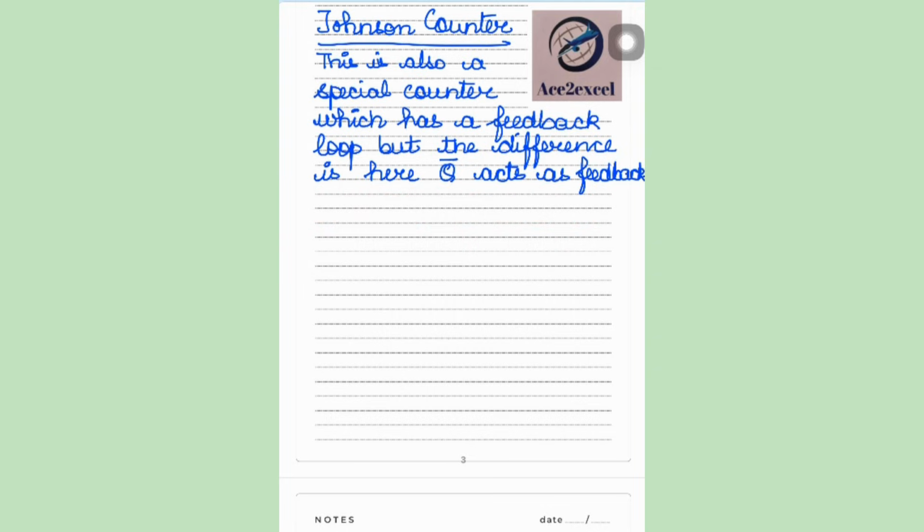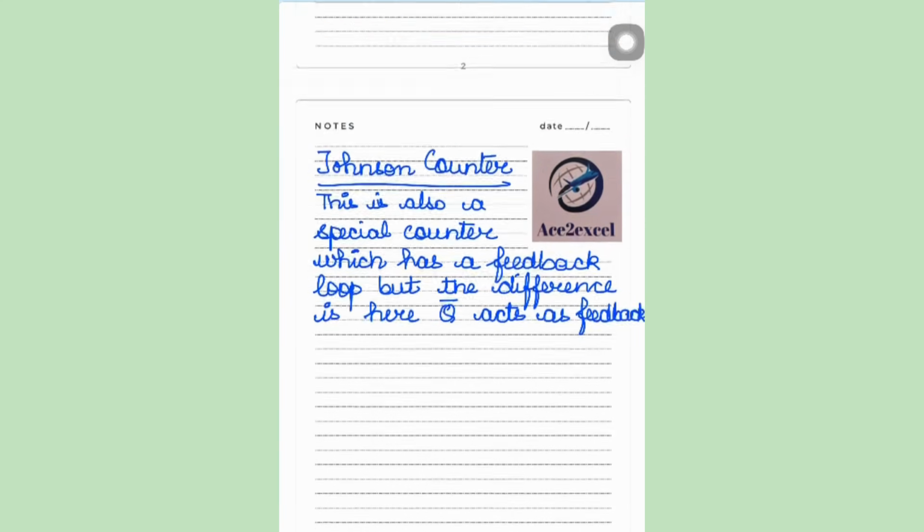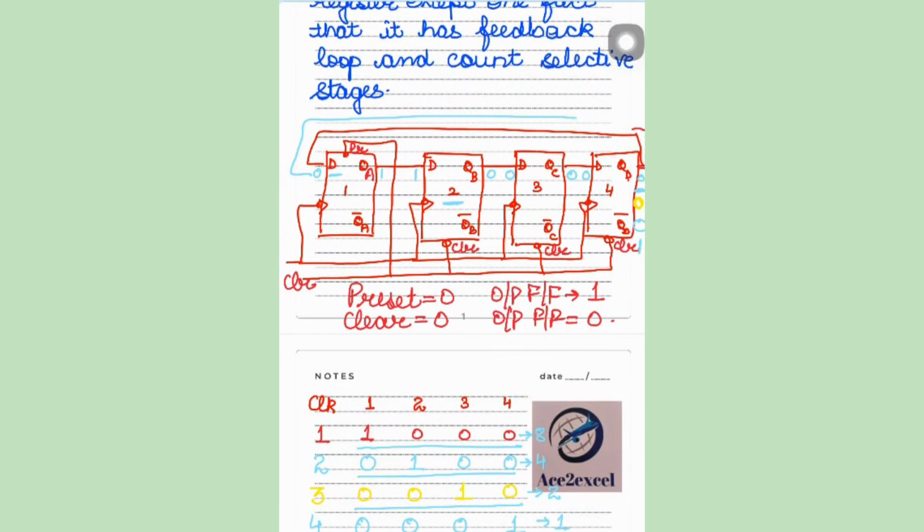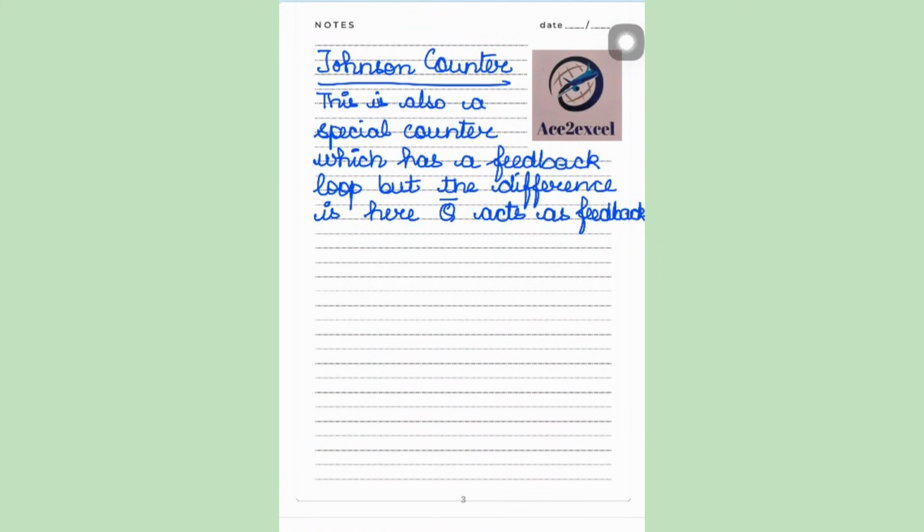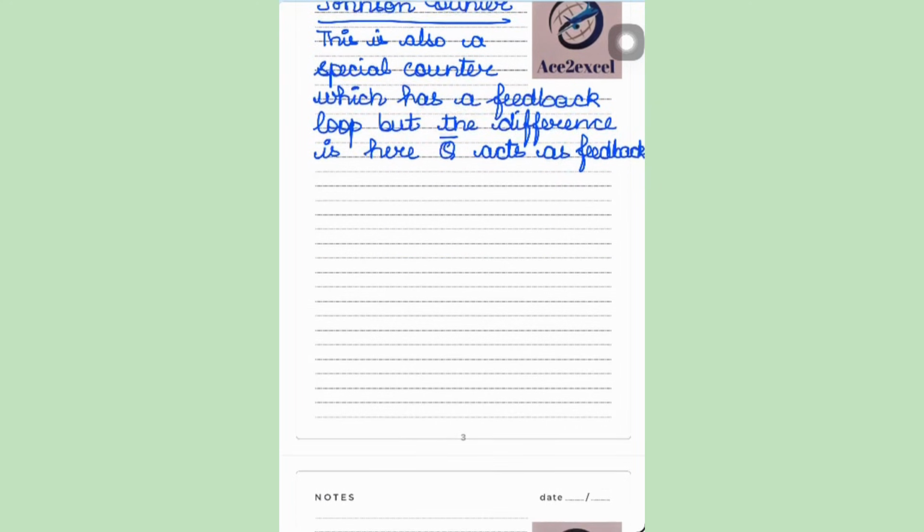So this is also a special counter which has a feedback loop, but the only difference between Johnson counter and ring counter is that in ring counter we use Q as the feedback loop. Q is connected in the feedback, while in a Johnson counter, we use Q bar as the feedback. Now we'll quickly draw the diagram. The diagram is similar to the one we have drawn earlier, with the only difference that now the feedback will be connected with the Q bar.